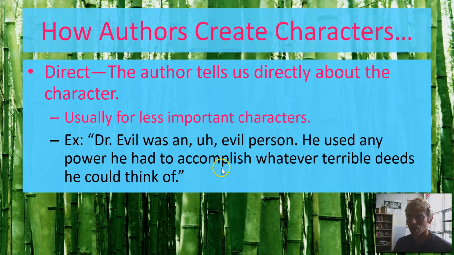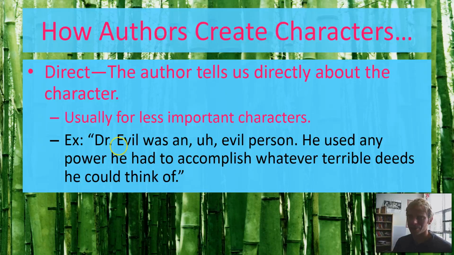Like calling him Dr. Evil, that's pretty direct. It's like his name is evil. He's clearly going to be pretty evil. Dr. Evil was an evil person. He used any power he had to accomplish whatever terrible deeds he could think of. If I wrote this in a story to describe Dr. Evil, this is being pretty direct about describing Dr. Evil. It's also kind of simple. It's not that interesting. It works okay for a children's story.